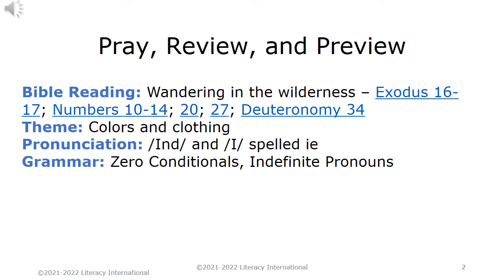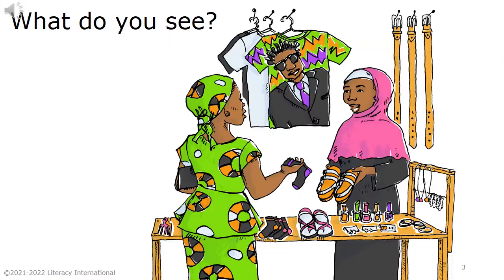Bible reading: Wandering in the Wilderness. Exodus chapters 16 through 17, Numbers chapters 10 through 14, 20, 27, Deuteronomy chapter 34. Theme: colors and clothing. Pronunciation: "ind" and "i" spelled I-E. Grammar: zero conditionals, indefinite pronouns.